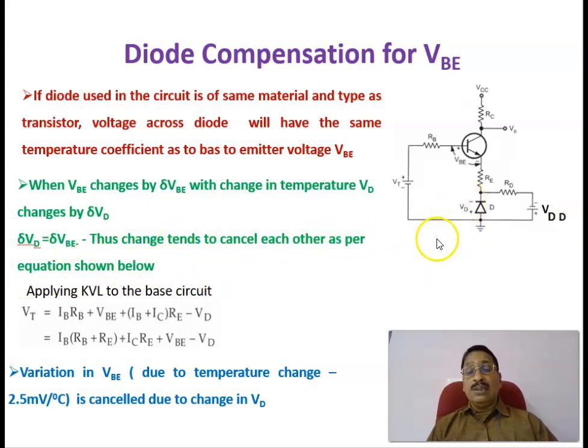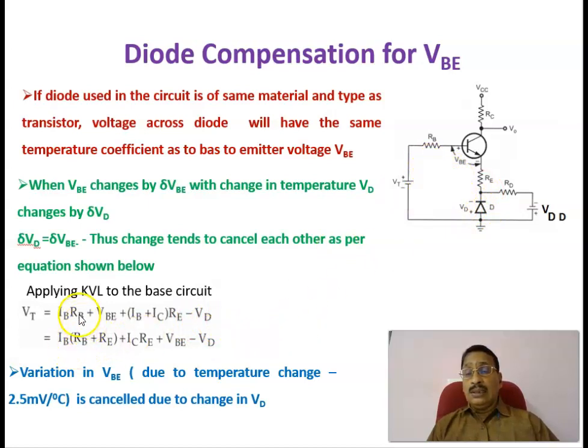Let us see the equation, applying Kirchhoff's voltage law to the input loop. We can see that VT, that is this voltage, is equal to the drop across RB, IB into RB, plus VBE, plus the drop across RE, IE into RE, minus the drop across the diode VD. Therefore, this is the Kirchhoff's voltage equation for the input loop.